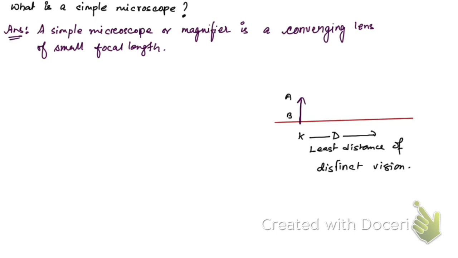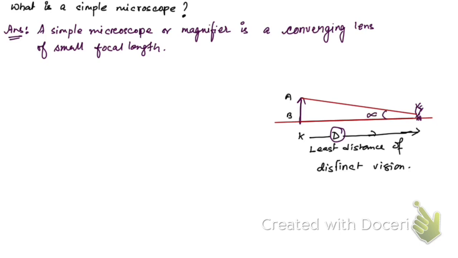Let me make the diagram larger, so that I can explain properly. Suppose this is your eye, and this object is at a distance equal to D, which is the least distance of distinct vision. That means the nearest point, the closest point to the eye up to which we can see an object clearly, without any stress on our eye. Then the angle made by this object at the eye, let it be alpha.